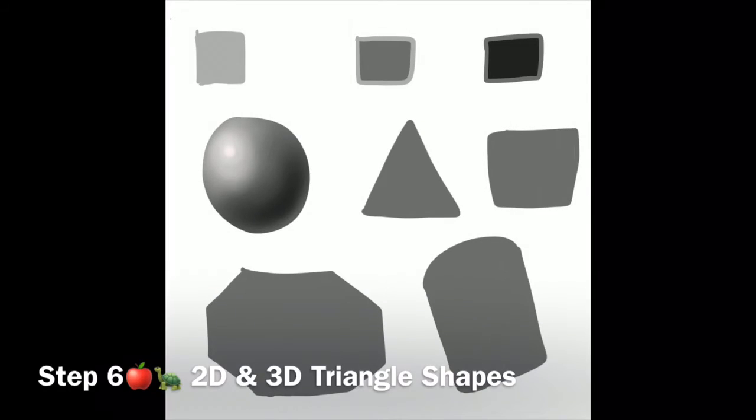In step 6, we're going to turn a triangle into a pyramid. I'll take the dark tone, our airbrush, and we're going to understand that the entire right side will be in shadow if the light was hitting the top left.